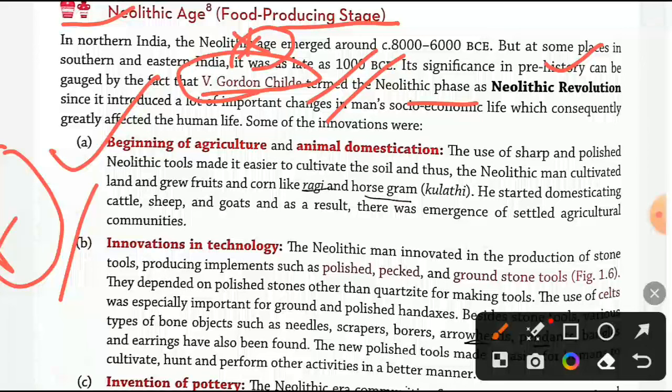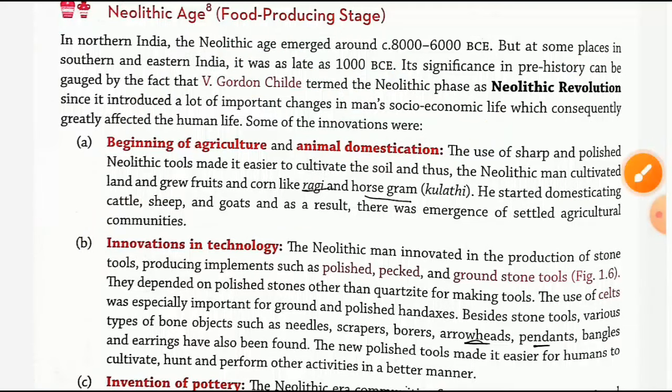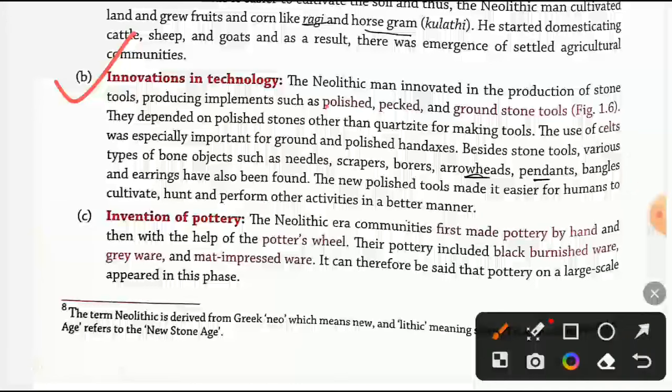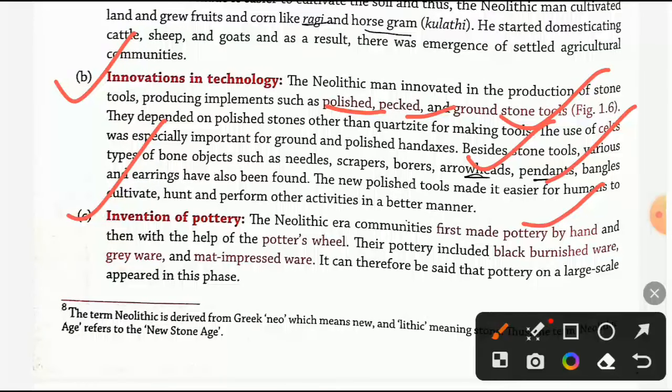The Neolithic people cultivated land and grew fruits and cereals like ragi and horse gram. They started domesticating cattle, sheep, goat. So agriculture started in full fledged form. Animal domestication also started in the Neolithic age. Next is innovation in technology. They used polished, ground stone tools, arrowheads, pendants. Invention of pottery also started. Neolithic communities first made pottery by hand. So in the Neolithic, mainly inventions were started.